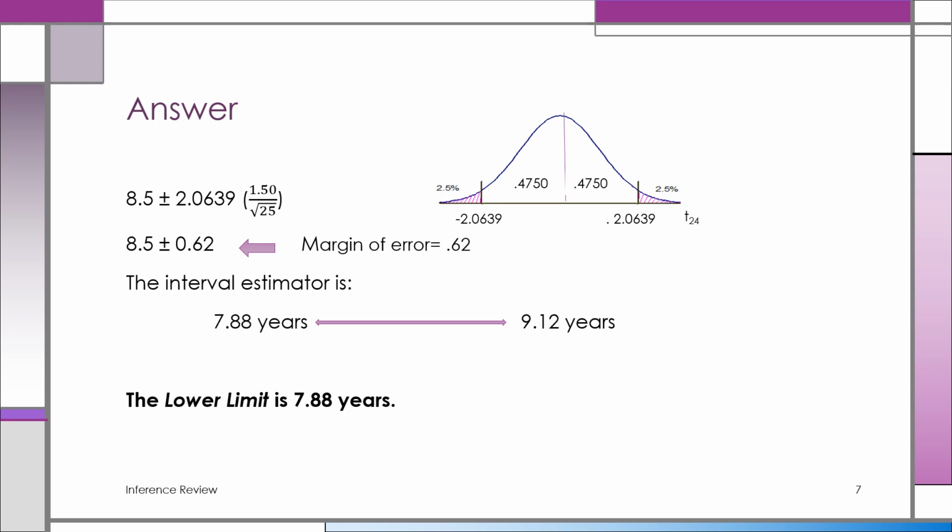Anyway, getting back to the margin of error of 0.62, 8.5 plus 0.62 is 9.12 years. 8.5 minus 0.62, 7.88 years. To answer the question, the lower limit of the confidence interval is 7.88 years.